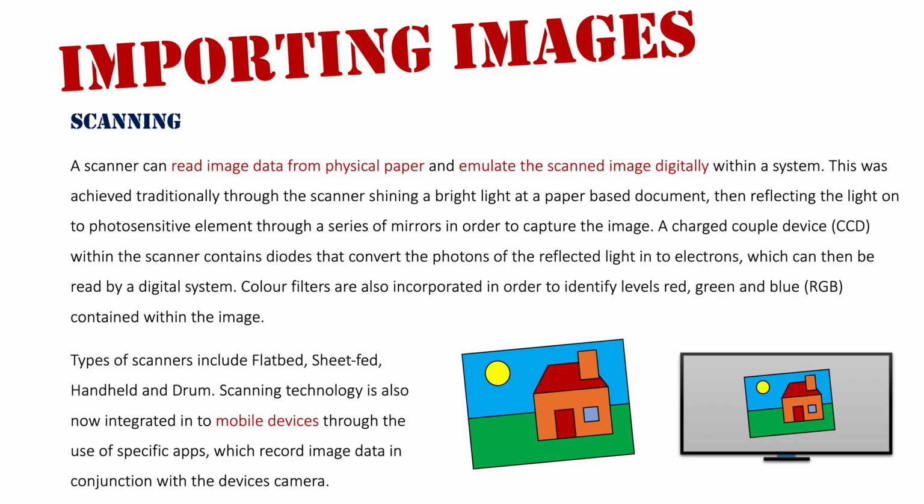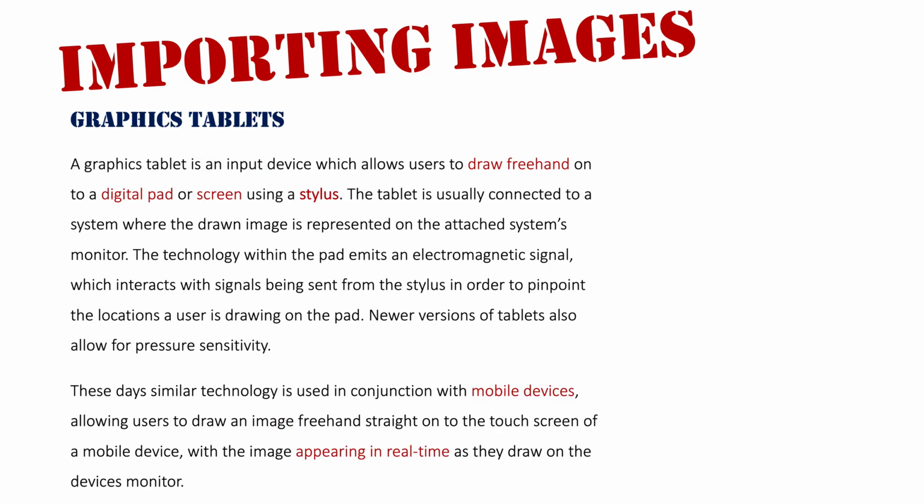But scanning technology is now also integrated into mobile devices, through the use of specific apps which can record the image data in conjunction with the device's camera. I use one called CamScanner Plus, which helps you identify the actual page that I am scanning, and then it applies filters to it to do its best to recreate the actual image as it looks on the piece of paper, and then digitizes it and puts it straight into my phone once I scan it. The next area is that of graphics tablets, which allow users to draw freehand onto a digital pad or screen using a stylus.